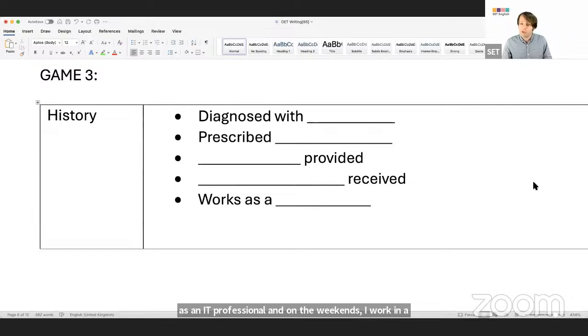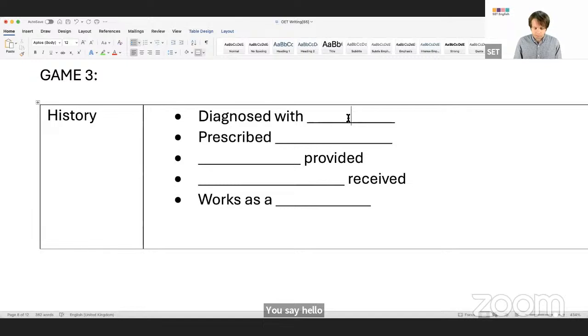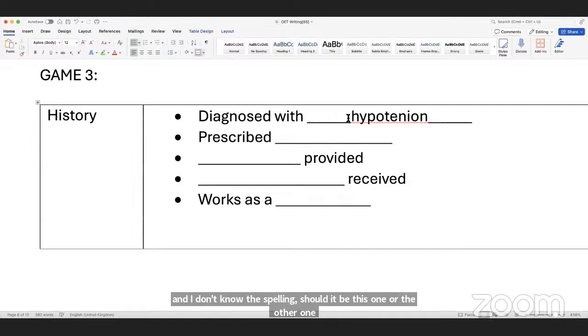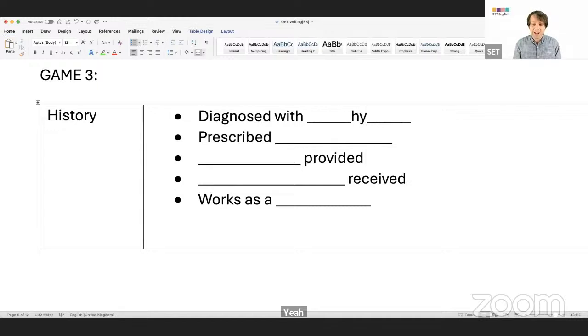Okay, let me test one of you. Can you say hello? Hello. Okay, what was the condition? Hypertension. And I don't know the spelling. Should it be this one or the other one? Hyper. This one. Yeah, hypertension. You tell me based upon the medication.